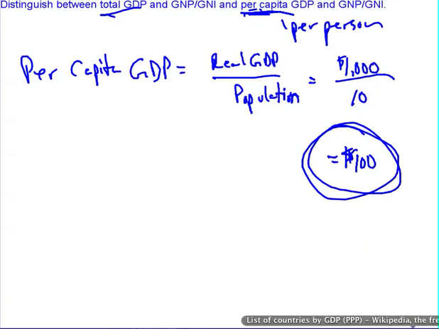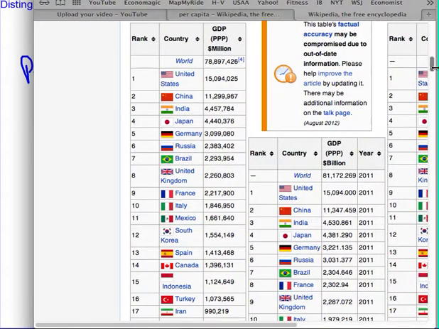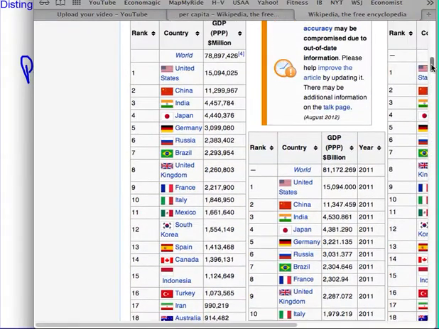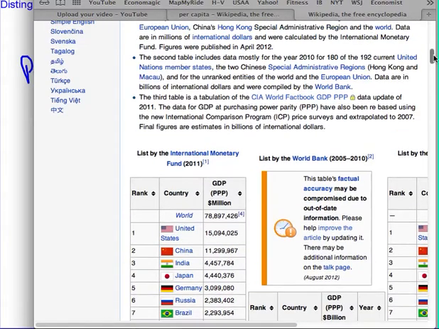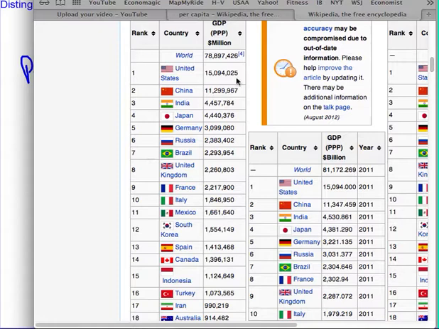So let's look at some actual numbers to see why per capita and total can give you two very different appearing scenarios. Here's our Wikipedia page, and I've pulled up total GDP, each country's total GDP. Here's the U.S. back in 2011, so last year. The U.S.'s total GDP was a little over $15 trillion, followed by China at 11.3 trillion, followed by India at almost 4.5 trillion. So those are the top three total GDP numbers.